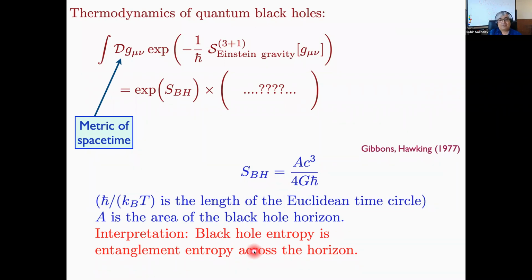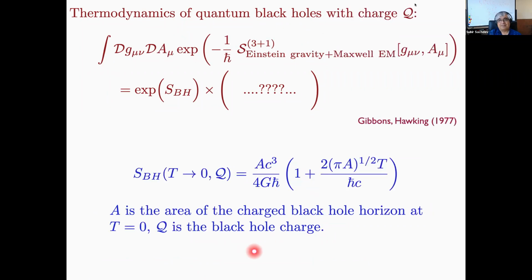Okay. Now, in fact, Gibbons and Hawking also considered the case of a charged black hole. You take a net charged black hole. So now this is an integral over Maxwell and Einstein. And if you do the same calculation, and you take what's called the extremal limit, in this case, it's a very simple limit where the Hawking temperature goes to 0 at fixed charge Q. And then it turns out that you can write the Bekenstein-Hawking entropy in this form.